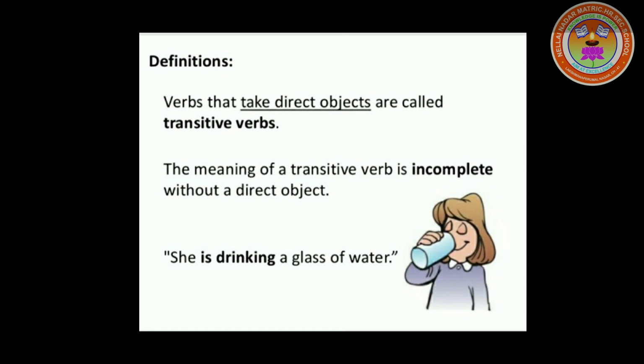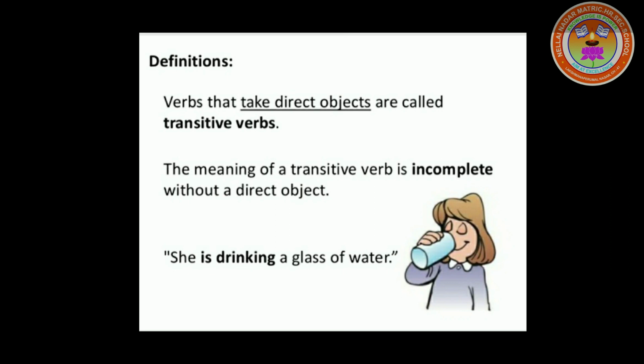Verbs that take direct objects are called transitive verbs. The meaning of the transitive verb is incomplete without a direct object. She is drinking a glass of water. So now the sentence is completed with a direct object. That means transitive verbs take direct objects to complete.